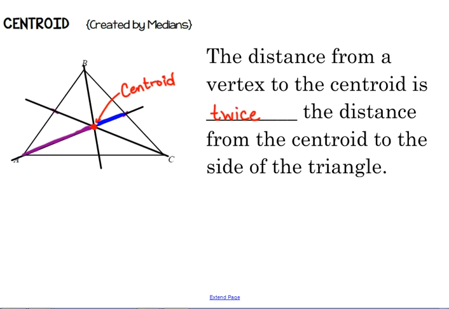as long. So for example, I don't know that this is accurate, but let's say that this is 5 centimeters, then from the vertex to the centroid should be 10 centimeters. So if the distance from the centroid to the side is 5, then the distance from the centroid to the vertex should be 10.